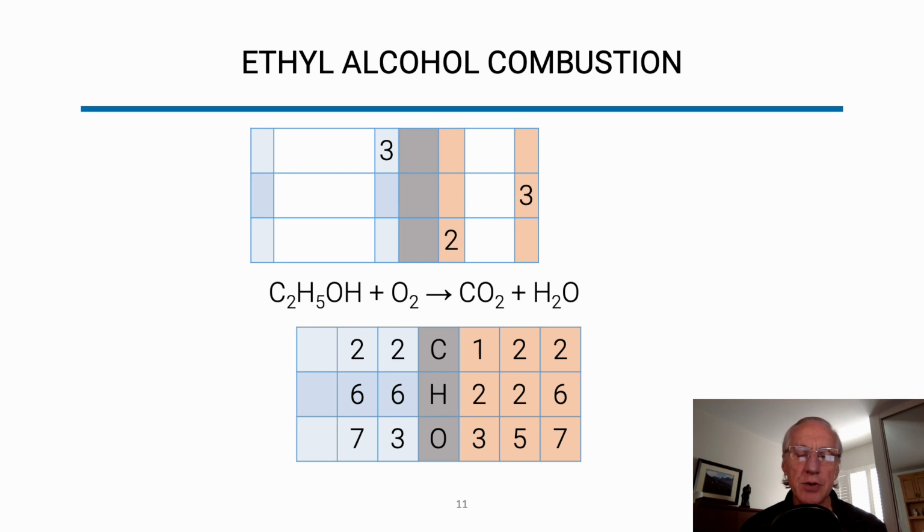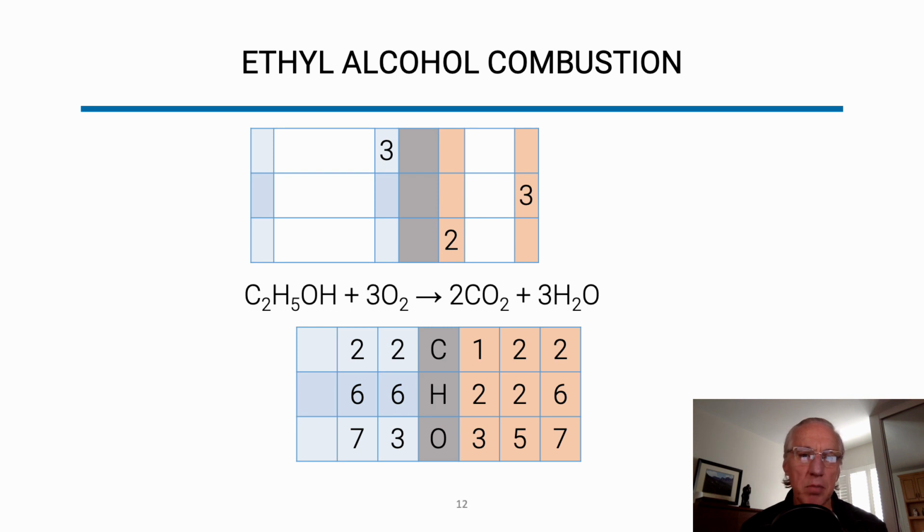Of course, we need to count to make sure that now everything balances. We do have 2 carbons on the left and 2 on the right, 6 hydrogens on the left and 6 on the right, and now we have 7 oxygens on the left and 7 on the right, so everything balances. To complete the process, we just bring down the coefficients from the table above, and we'll see later that if there's more than 1 coefficient in a column, we would use the one that's on the top.